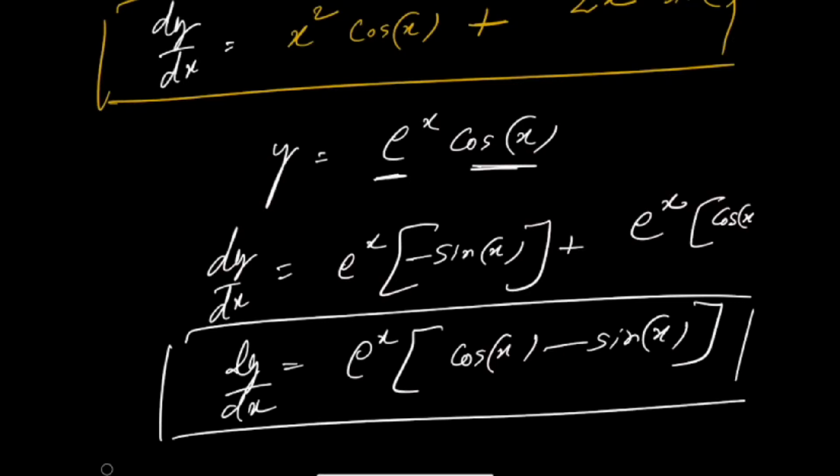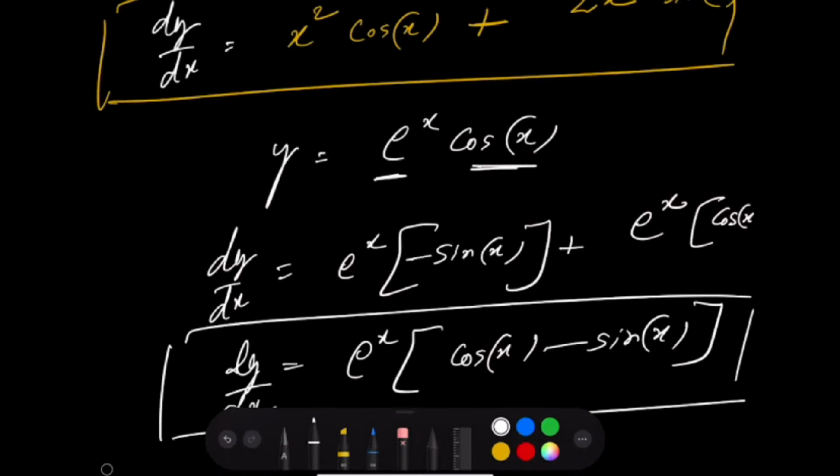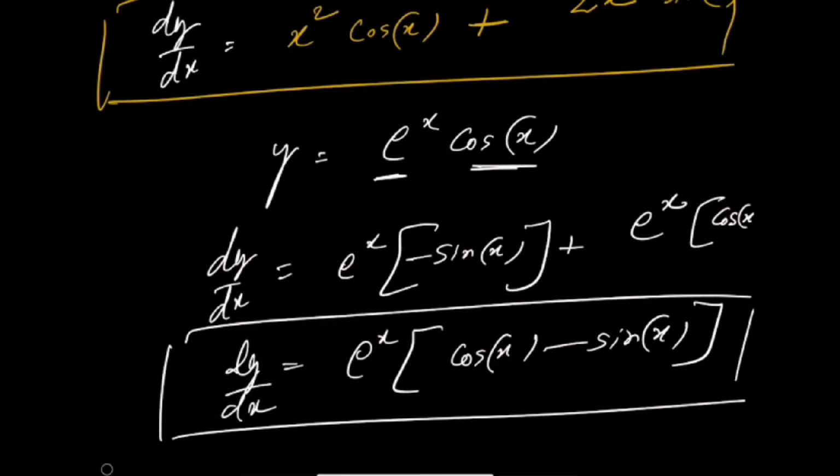Now why is the product rule working? Let us just prove it quickly and then we'll proceed to the new formula. So what is the product rule?